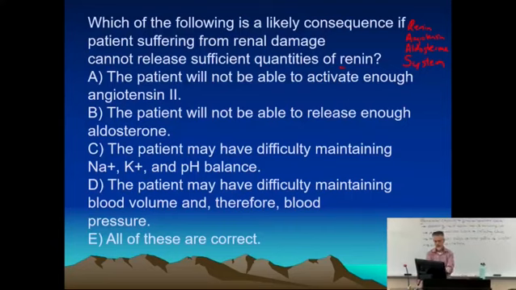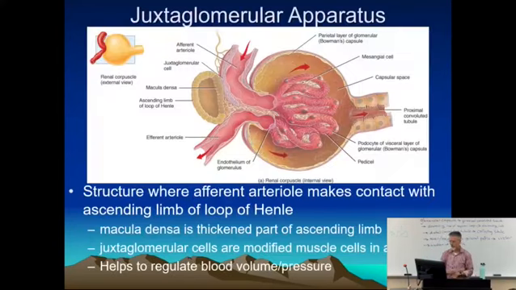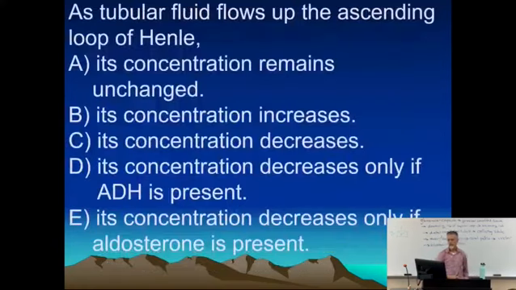Last one says the patient may have difficulty maintaining blood volume and therefore blood pressure. Yeah, that's because, again, even though we're reabsorbing sodium, water, as the little brother, tends to follow it. So that affects our concentration and volume of the blood. So it can have an effect on that blood volume as well. So that one was talking about some of our internal controls as well as external controls. So that references our juxtaglomerular apparatus again, because that's where our renin comes from originally. Okay? All right, how about this one?